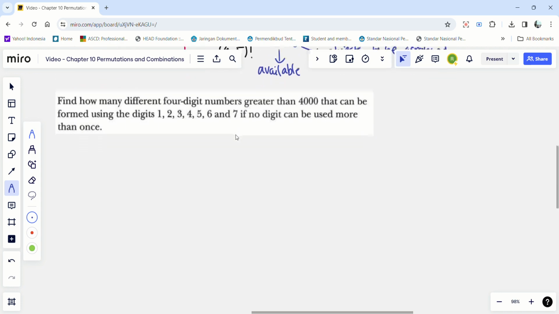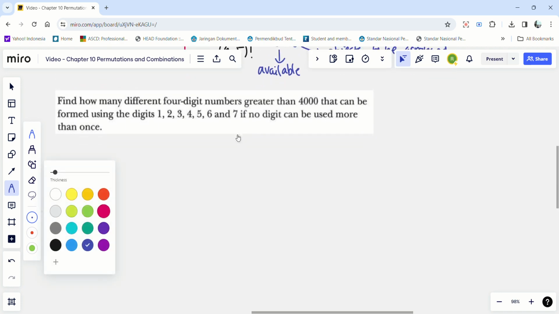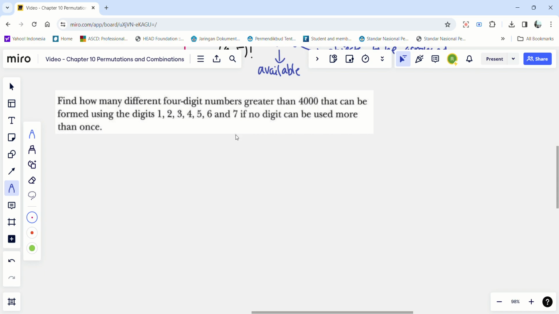So last but not least, the last example over here: find how many different 4-digit numbers greater than 4,000, so I'll give you the difficult one, can be formed using the digits 1 until 7. It means you have 7 available digits, so n is 7, but you cannot use all of them. You need only 4, right? The r will only be 4. However, there is another restriction here.